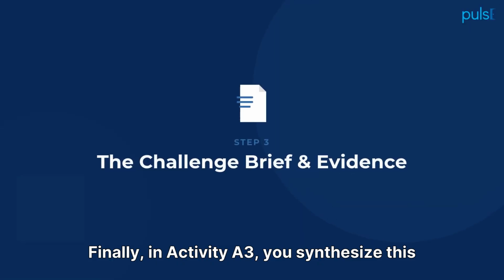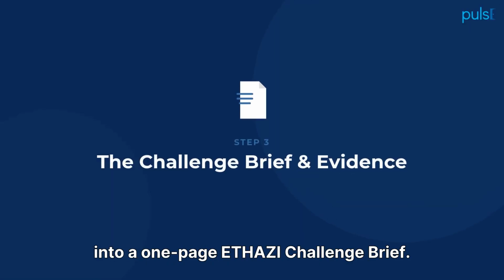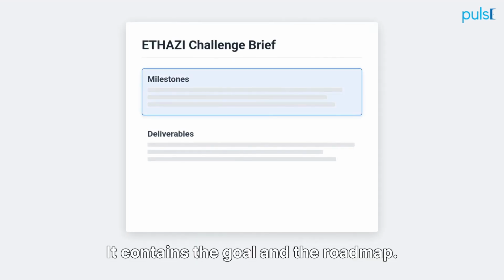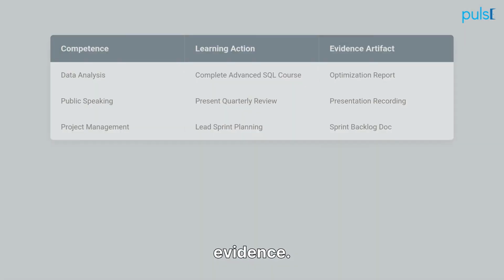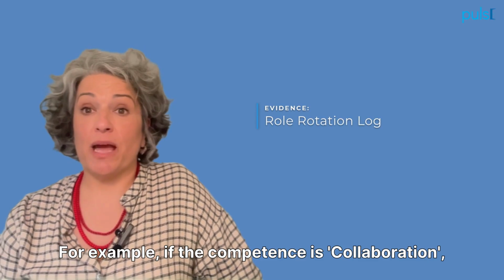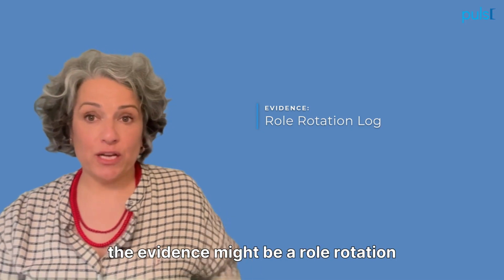Finally, in activity A3, you synthesize this into a 1-page EACEA challenge brief. This is the document your learners will receive. It contains the goal and the roadmap. This brief must map competences directly to evidence. For example, if the competence is collaboration, the evidence might be a role rotation log.